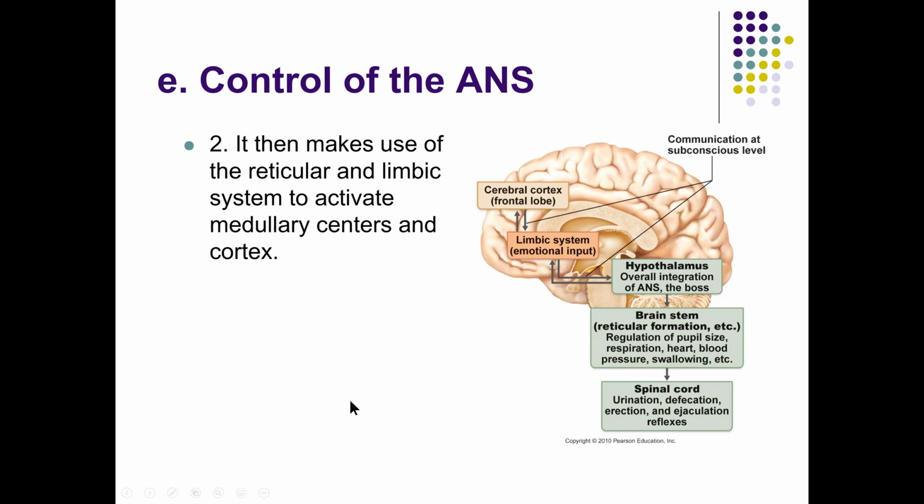It then makes use of the reticular and the limbic system to activate medullary centers and cortex. So we have the hypothalamus using these two particular systems, and that is it. And I will get this up and posted.